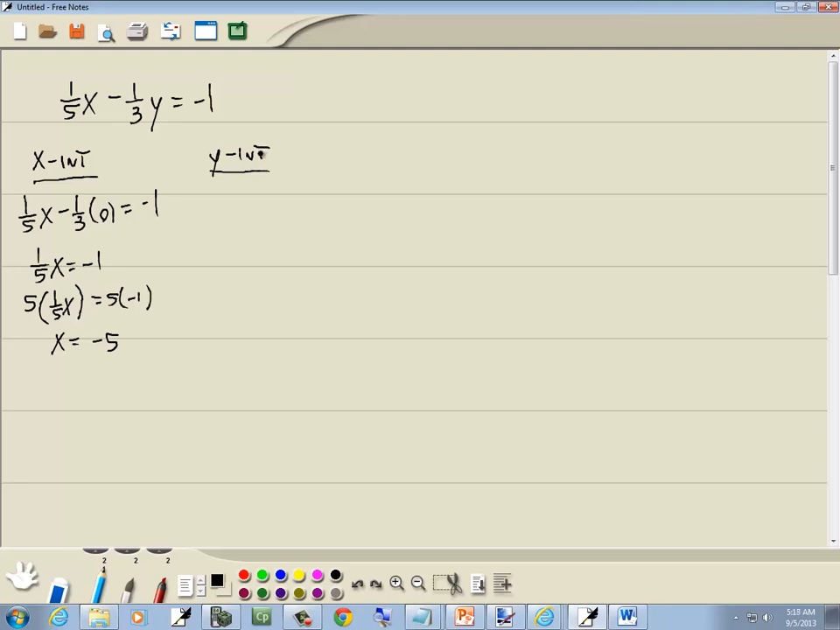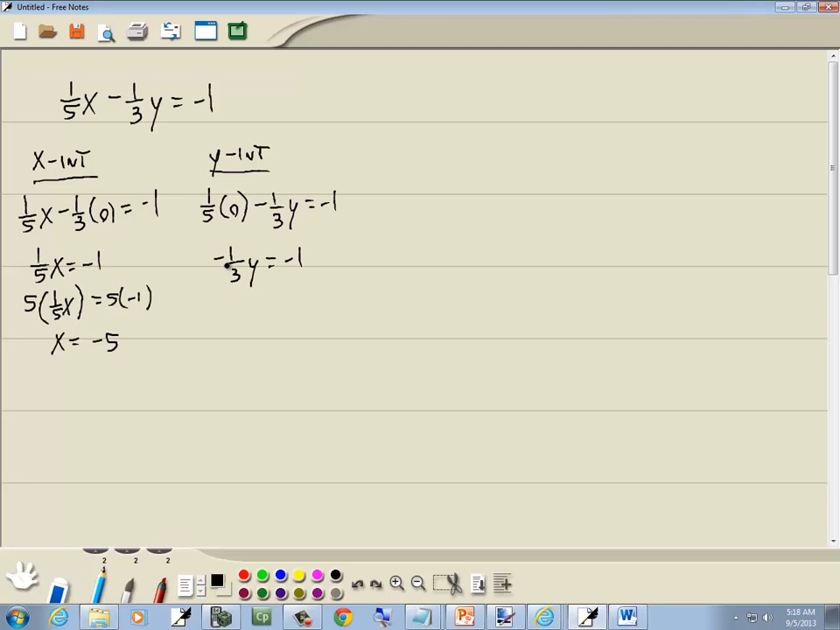Okay, let's find our y-intercept. Again, you always plug 0 into the other variable, so plug 0 in for x. It's 1/5 times 0 minus 1/3 y is equal to -1. 1/5 times 0 drops away, we got -1/3 y is equal to -1.